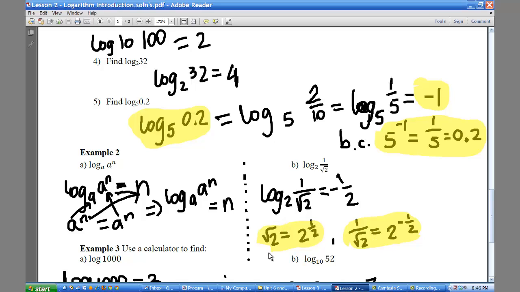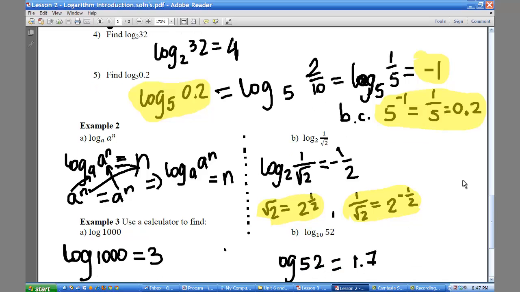So, square root of 2 is the same thing as 2 to the power of 1/2. 1 over square root of 2 is 2 to the power of negative 1/2, because 1 over something means that you raised it to a negative exponent. So, log of the base 2 of 1 over square root of 2 equals negative 1 over 2. That means that you raised 2 to the power of negative 1 over 2 to get 1 over square root of 2.